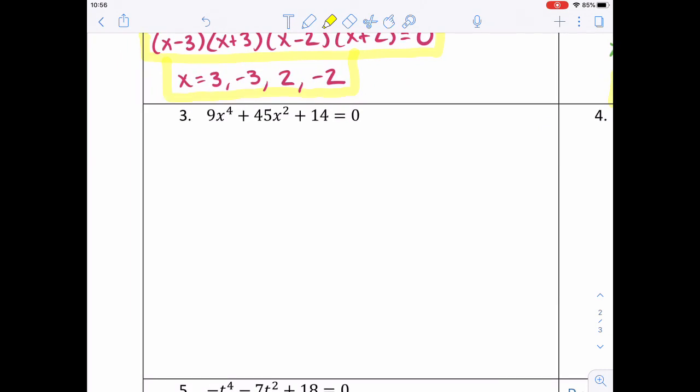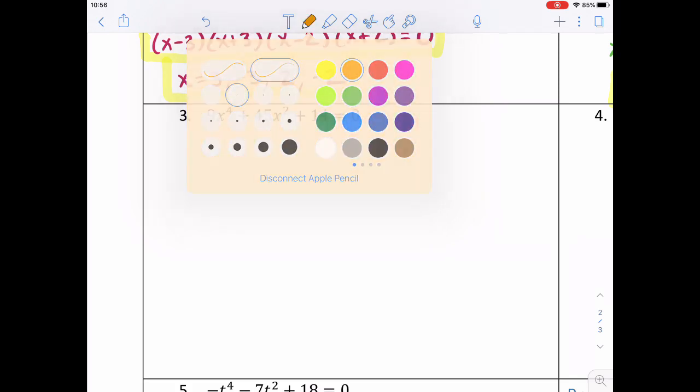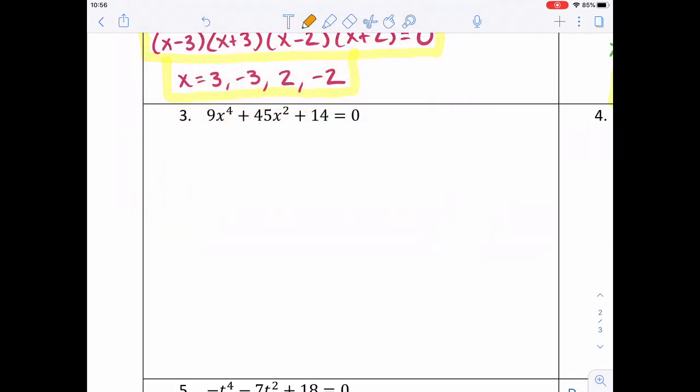So looking at number 3, the nice thing about it, it's already in standard form. Everything is already moved to one side. However, we do have a leading coefficient this time. That means we need to use one of our methods. I'm going to go through slide and divide just because I like that method and that strategy. We're also going to go ahead and substitute. I'm going to substitute a little bit faster this time to show you what I would write out. So I'm just going to know that this is going to become my square term. I'm going to use the variable b. So we have 9b squared plus 45b plus 14 is equal to 0.